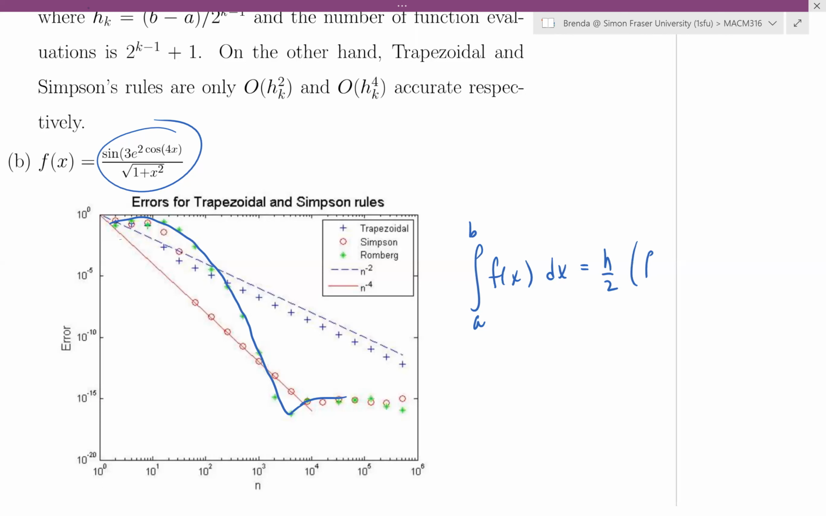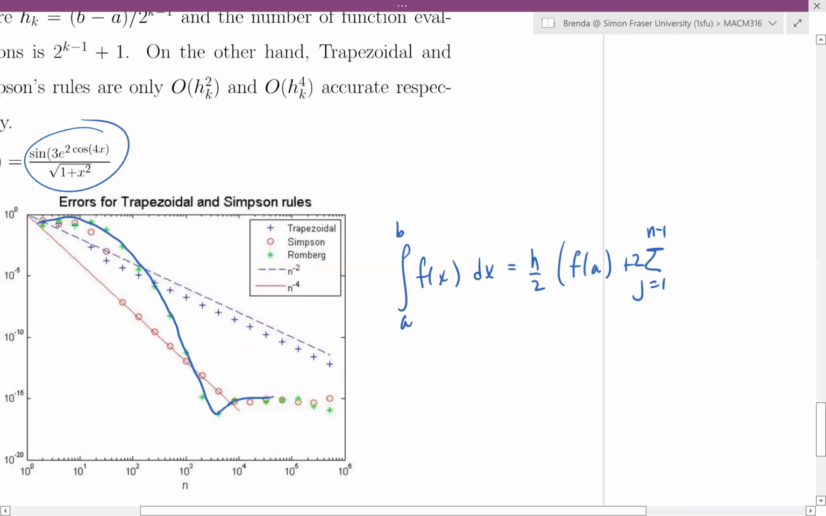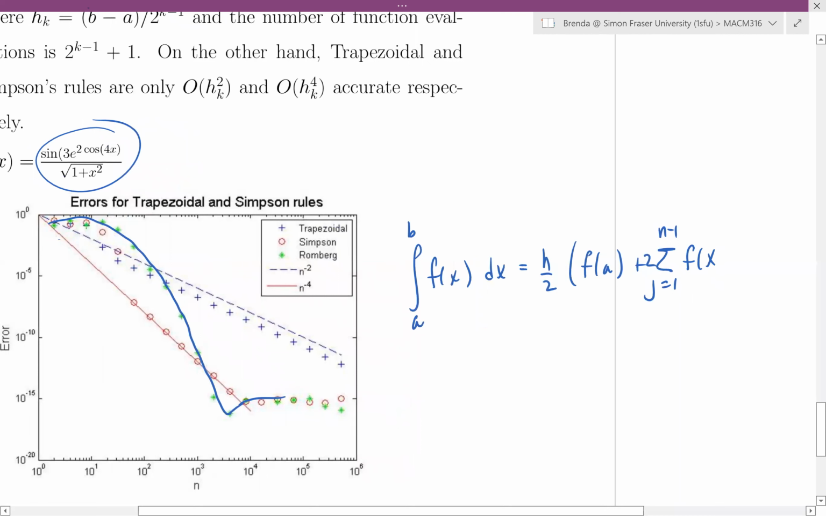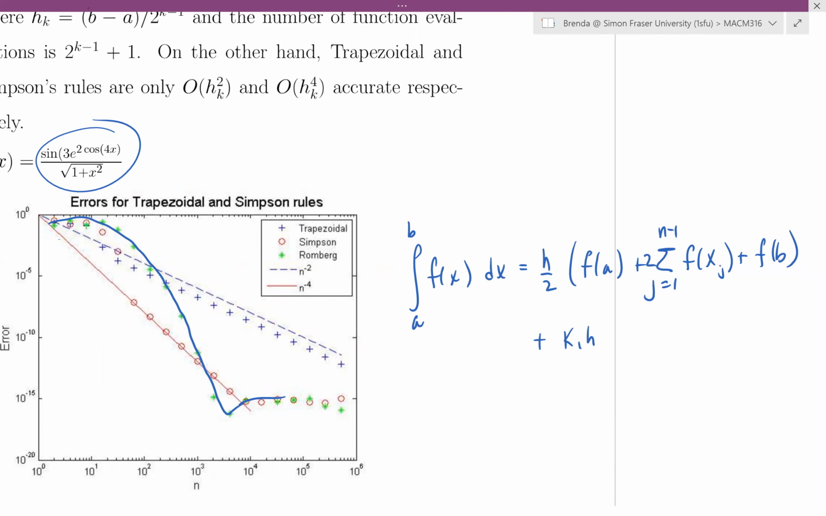This is our trapezoidal rule. And we have this 2 times the sum, n minus 1, okay, and then we have the endpoint like that. We have that, and then we have this K1 H squared plus K2 H squared plus dot. And we relied on this one in order to be able to use the Richardson extrapolation.